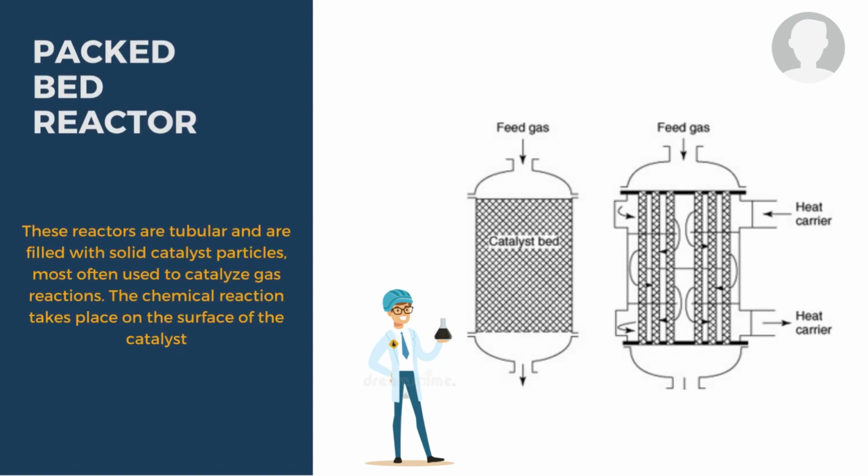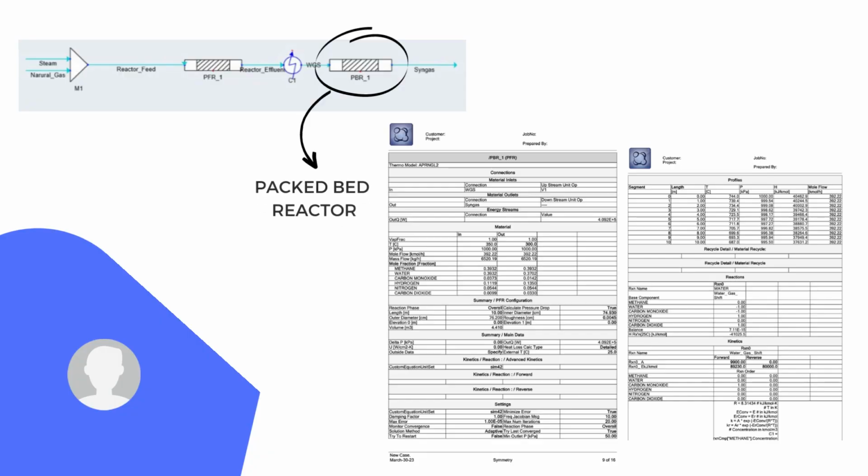Besides the plug flow reactor, we also use the packed bed reactor for this plant. After the stream leaves the plug flow reactor, it enters the cooler unit to cool down its temperature before entering the inlet of the packed bed reactor. Below, this is the specification of our packed bed reactor generated from the Symmetry software.